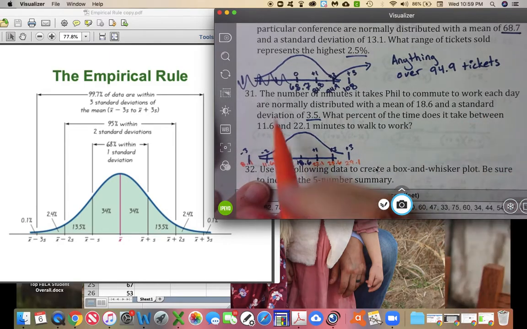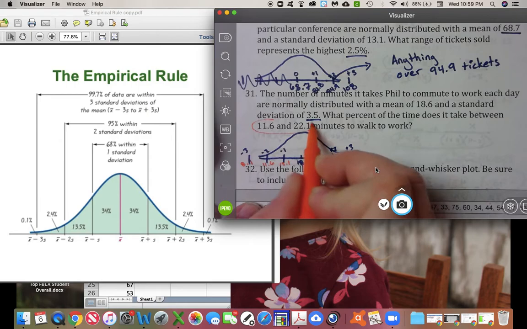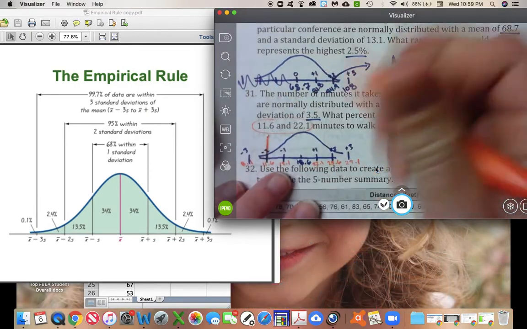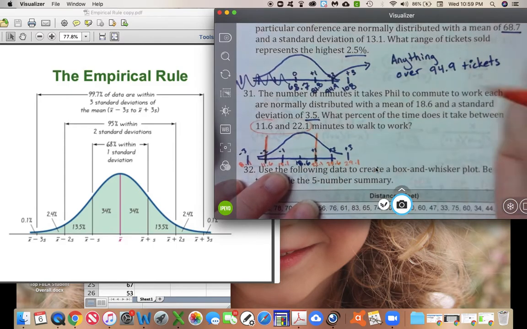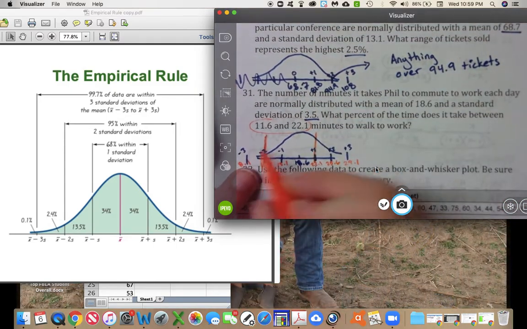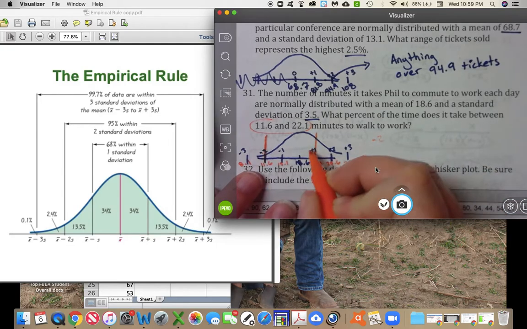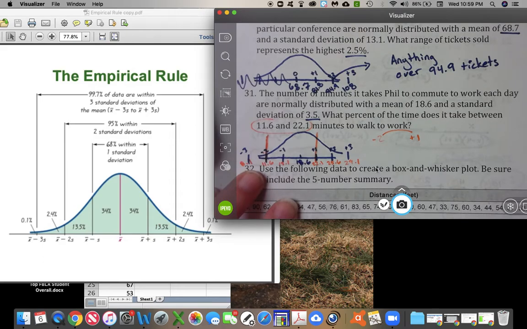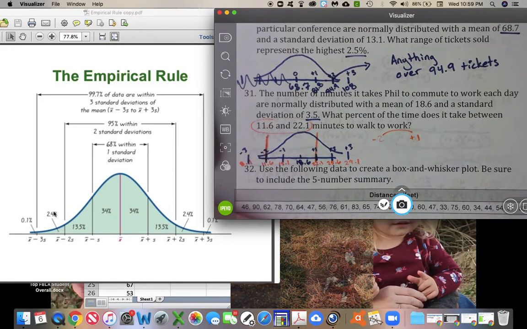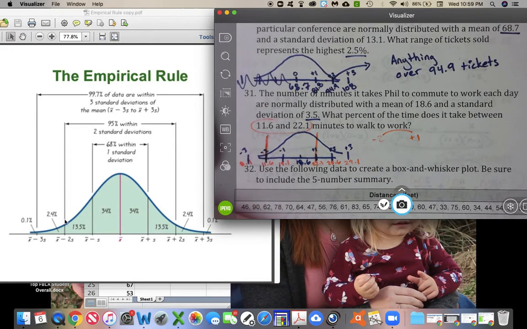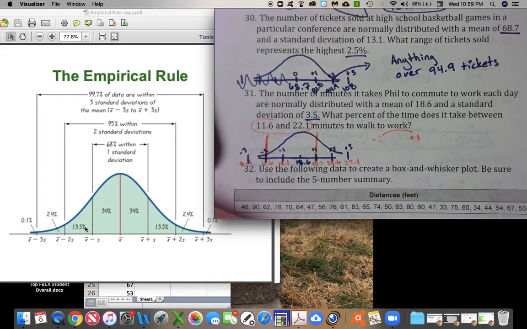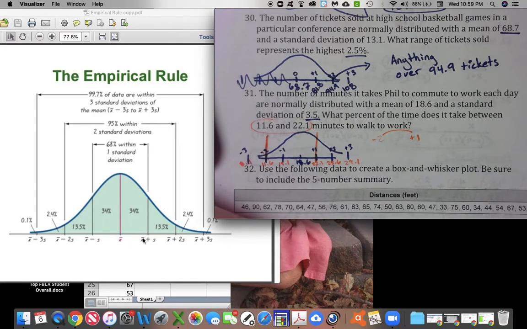What percent of the time does it take between 11.6 and 22.1 minutes to walk to work? 11.6 is this guy right here, and 22.1 is this guy right here. So we're really looking at between -2 and +1. On here, -2 is this spot right here, and +1 is this spot right here. So I'm really looking at these three regions, the 13.5, the 34, and this 34.